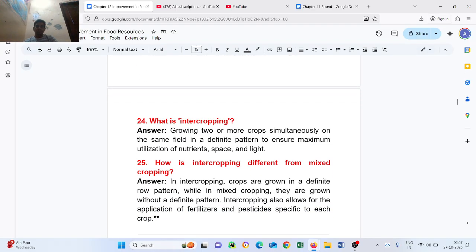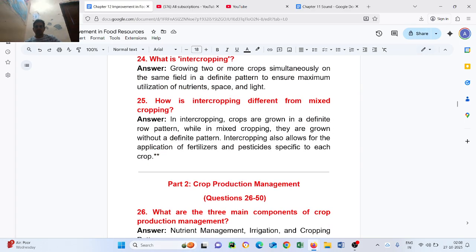Question number 25. How is intercropping different from mixed cropping? In intercropping, crops are grown in a definite row pattern, while in mixed cropping they are grown without a definite pattern. Intercropping also allows for the application of fertilizers and pesticides specific to each crop.